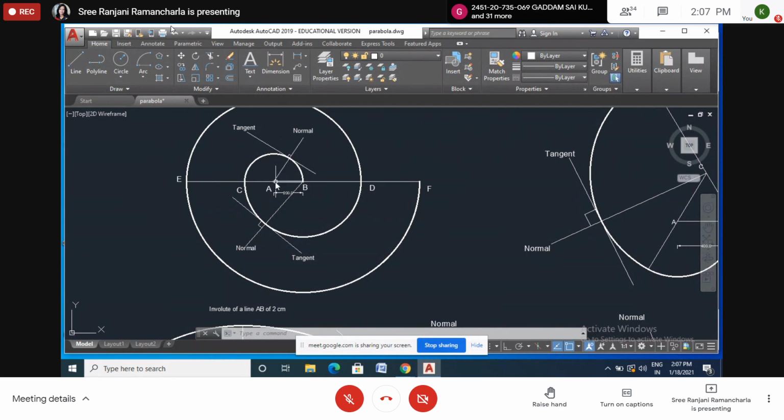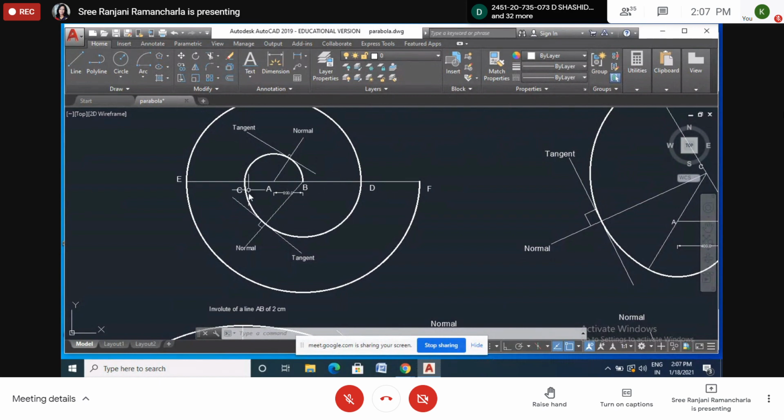This curve, this is the center. So draw a line passing through the center. So this will become the normal. Okay. So tangent is perpendicular to that one. Use a protractor and draw the perpendicular to the normal. It is a tangent. Okay.